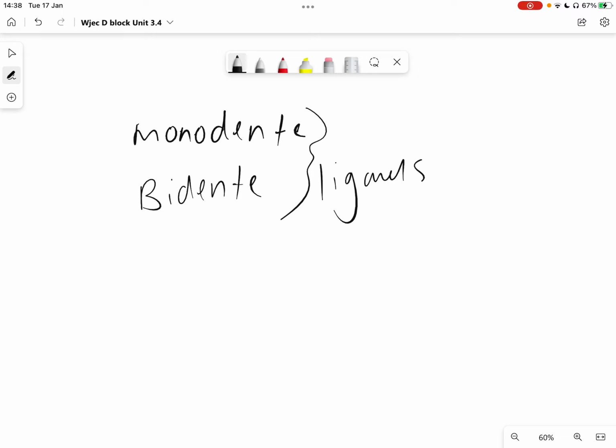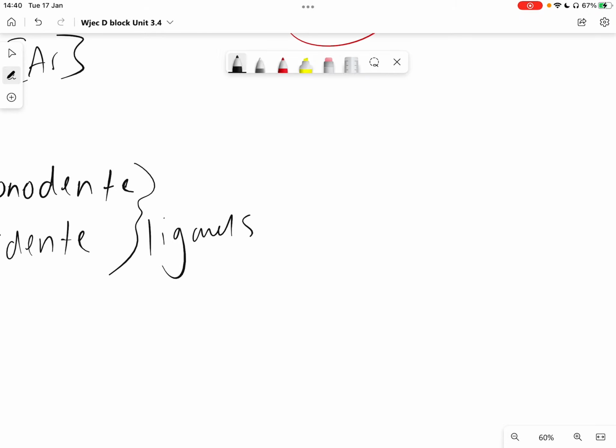So we have monodentate ligands and bidentate ligands. Now, the definition of a monodentate ligand is where it has only one atom which can bond to the metal ion. Now, we'll see how they bond in a minute. So, of course, bidentate, bi meaning two, is a ligand with two atoms which can form coordinate bonds to the metal ion. So that's the bonds they form, coordinate bonds. So they must have lone pairs.